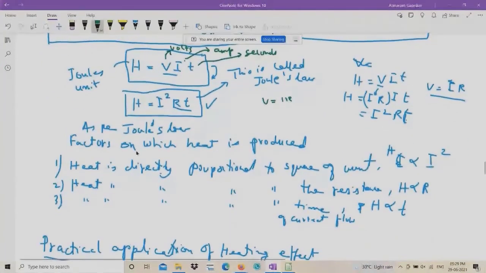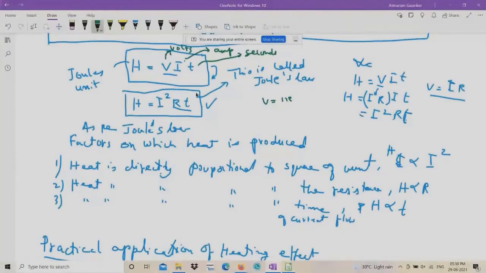So as per Joule, if you know this formula, you can know some theory. What are the factors on which heat is produced? The first factor: heat is directly proportional to the square of the current. H is directly proportional to the square of the current. Second, heat is directly proportional to the resistance. And heat is also directly proportional to the time. If current flows for more time, the heat generated is more.